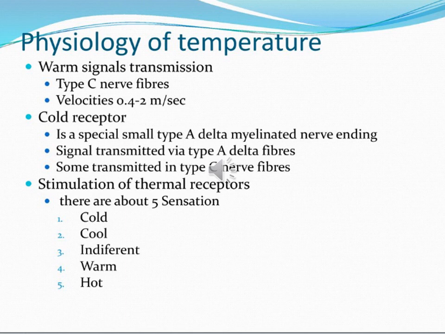Warm signal transmission occurs via type C nerve fibers, and the transmission velocity of these nerve fibers is 0.4 to 2 meters per second.